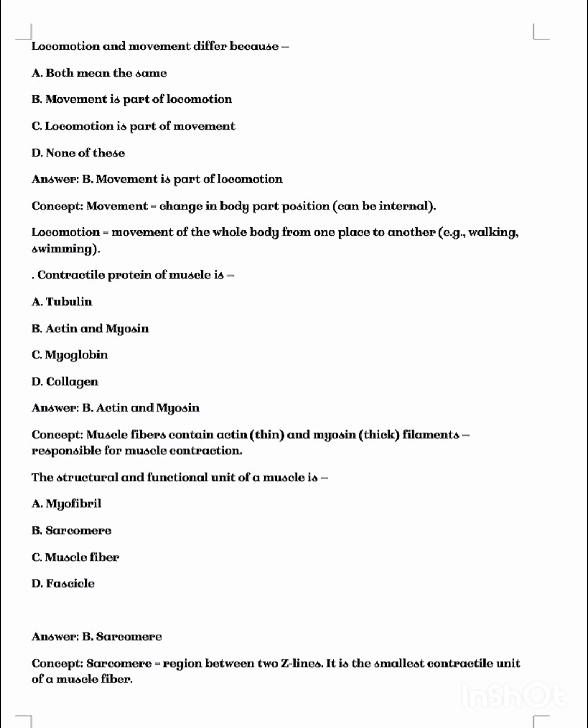The structural and functional unit of a muscle is: A. Myofibril, B. Sarcomere, C. Muscle fiber, D. Fascicle. Answer B. Sarcomere. Concept: sarcomere equals region between two Z-lines. It is the smallest contractile unit of a muscle fiber.